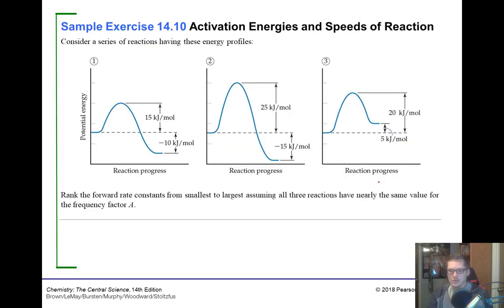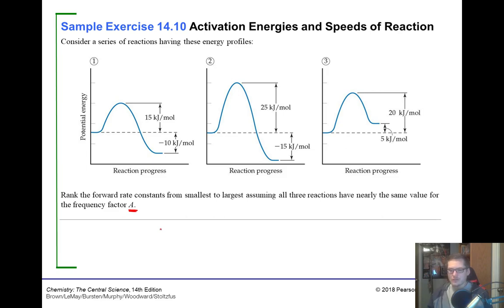So we're looking at these activation energies and speeds of reaction here, and it says rank the forward rate constants from smallest to largest, assuming all three reactions have nearly the same value for the frequency factor. Oh yeah, that was that A value, the frequency factor. Each reaction has its own frequency factor. It's just a way of making sure that the equation is an actual equality instead of a proportionality. So remember, the bigger the activation energy, the lower the K value, and we're ranking these K values from smallest to largest.